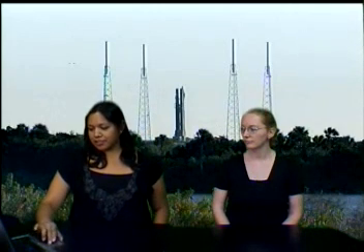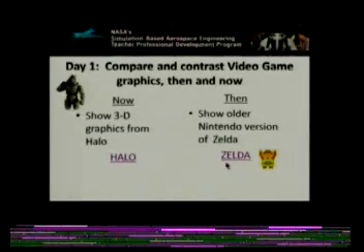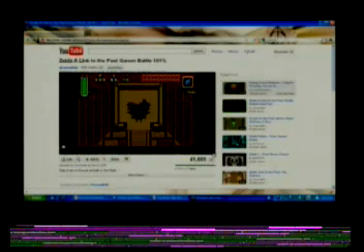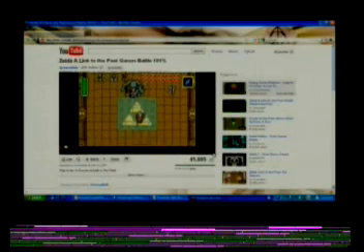But that was just a trailer, and then we're going to go back and compare that to the older Nintendo version of Zelda, where we can see that it is played in an orthogonal view.